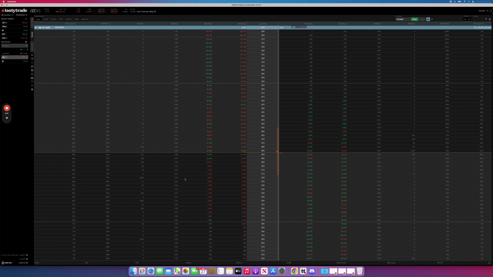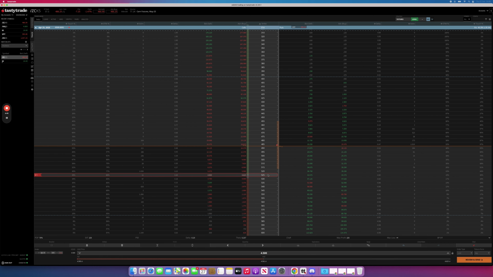So we're going to have a look at the 20 delta here on the call side. The 20 delta lines up with the 525 strike. We're going to sell that, and then we're going to do the same thing on the put side. The 20 delta lines up with the 455 strike, and we're going to sell that.